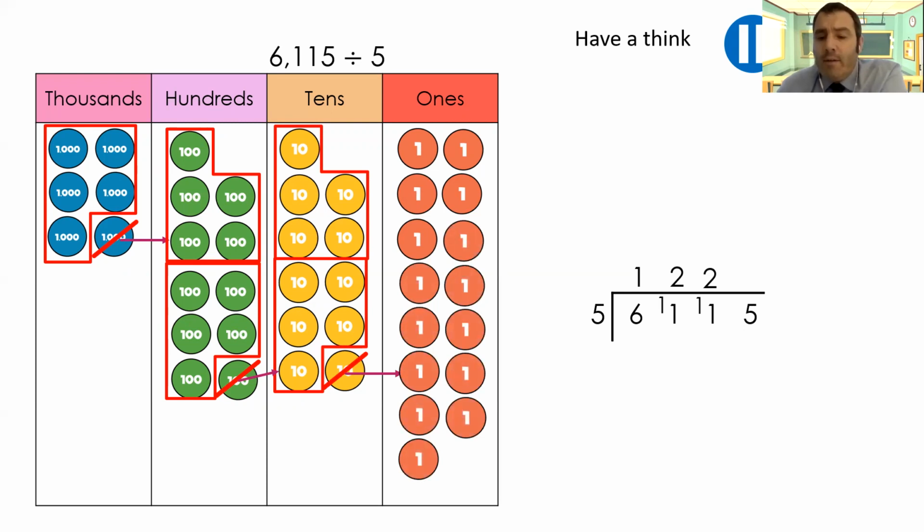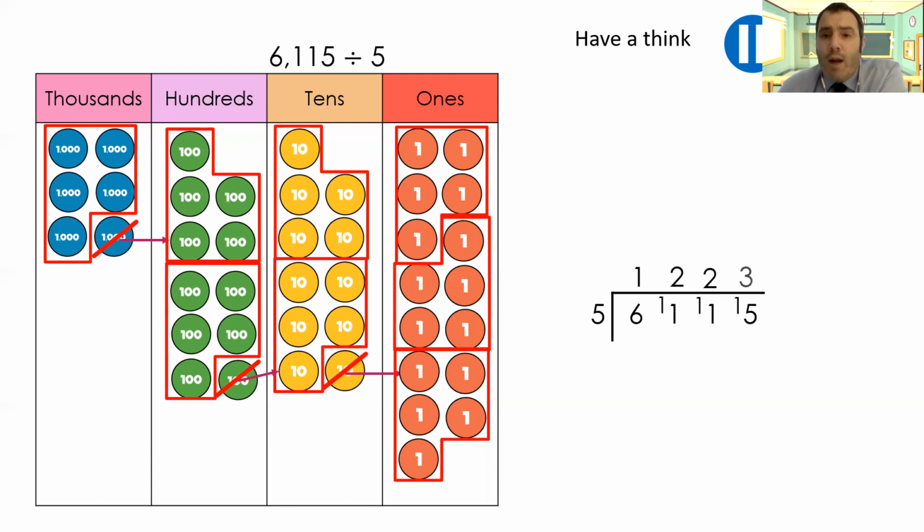And then again, with the written method, I need to make sure I've written that down. So I've got 15 in my 1s. I'm now going to go through and find the groups of 5. So I've got 1, 2, 3. 3 groups of 5. So 15 divided by 5 is 3. So my answer here is 1,223.